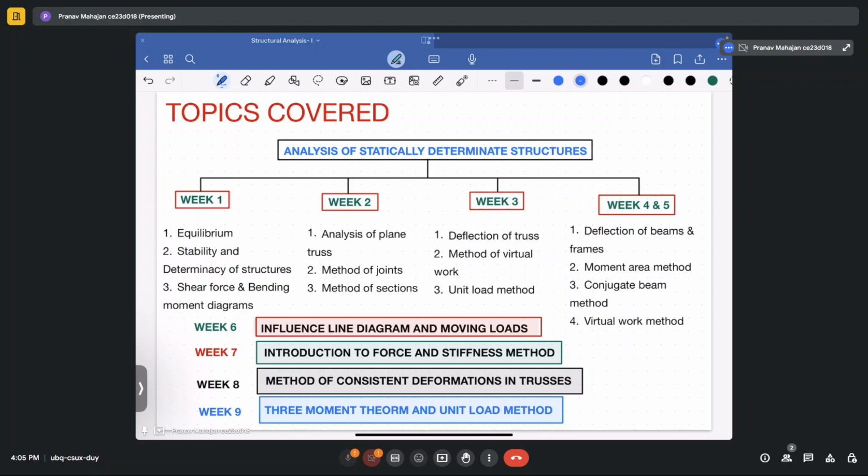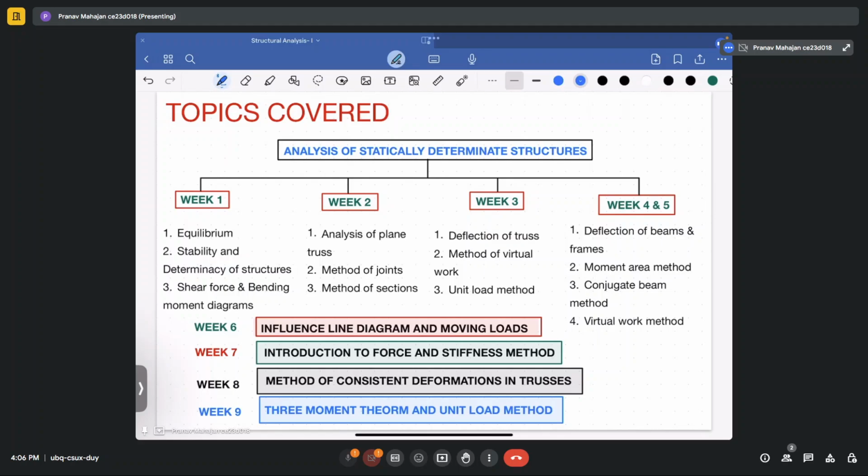Using that, we started with the method of consistent deformation in trusses, in which we utilized the concept of the flexibility matrix and applied it to determine the unknown reactions. In this, redundant forces are the major concern. First of all, we will calculate the degree of static indeterminacy.